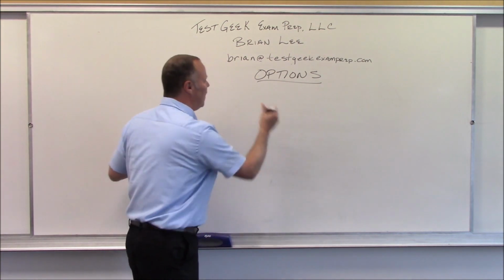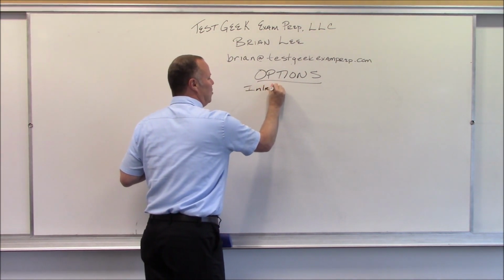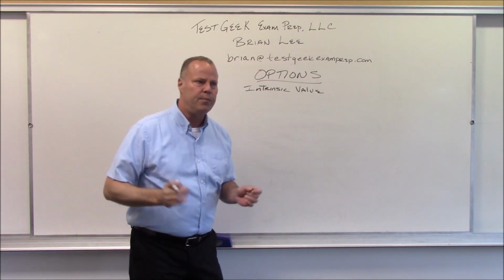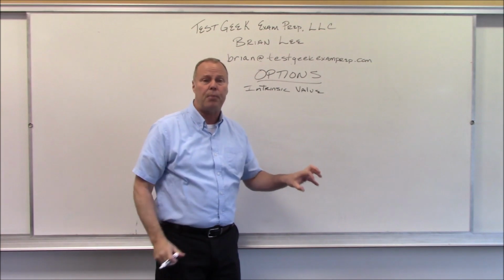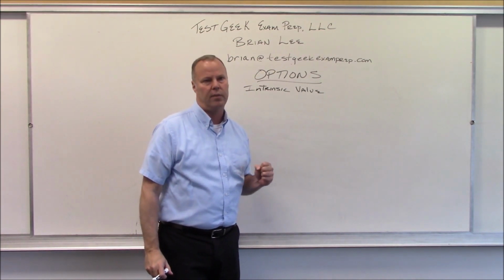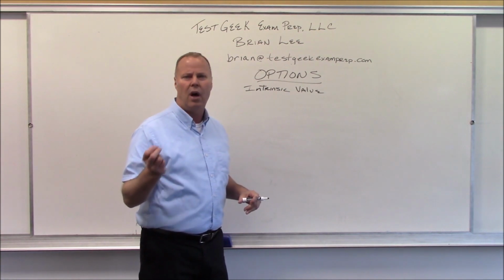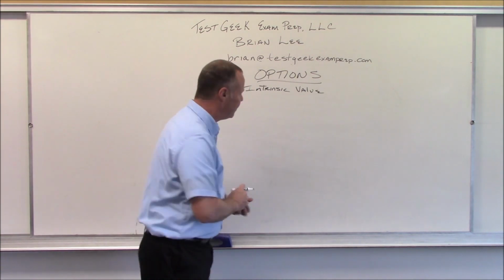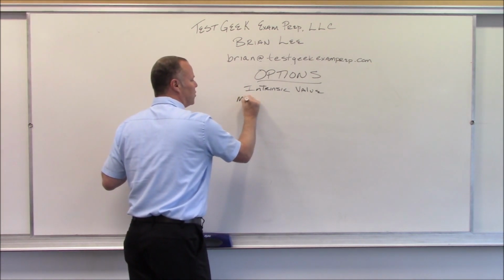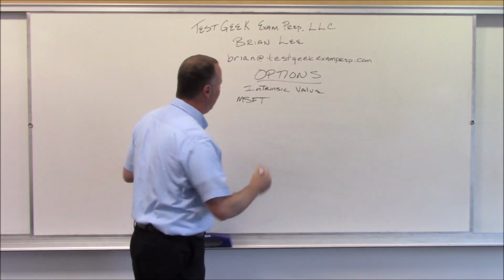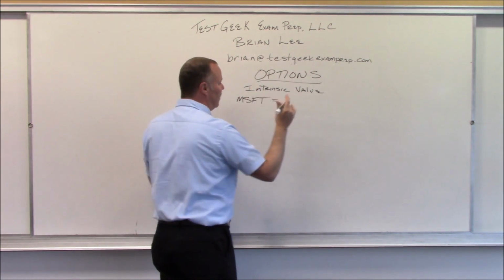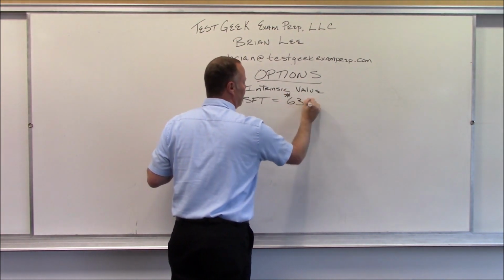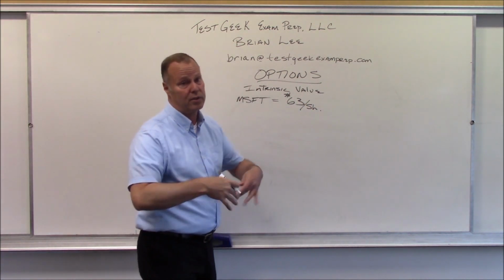A couple of concepts, one of them being something called intrinsic value. Now this is simply the relationship between the market price of the underlying security and the strike price of the option, also known as the exercise price of the option. For example, let's say we have Microsoft stock, ticker symbol MSFT, and I'm just going to make up a random price. Let's say it is currently trading at $63 per share. In reality, it's about twice that.